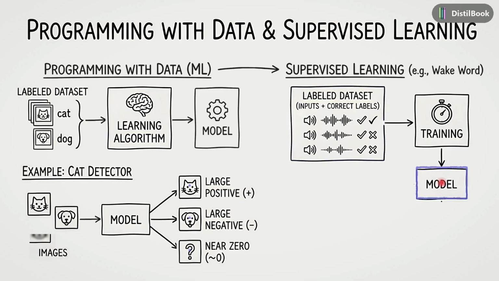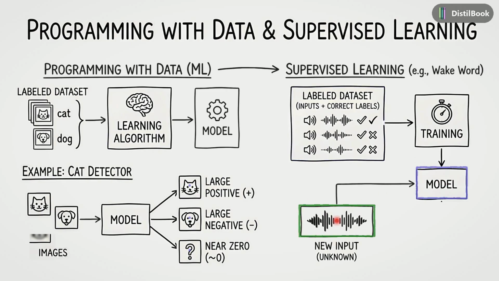Once we have this model, we can give it a new input, a piece of audio the system has never heard before. It runs through the model logic right here and generates a predicted label, telling us whether the wake word was spoken or not. The key takeaway is that in supervised learning, we map inputs to outputs by training a model on a dataset where the correct answers are already provided. Next, we will break down the 4 universal components that exist in almost every machine learning problem.